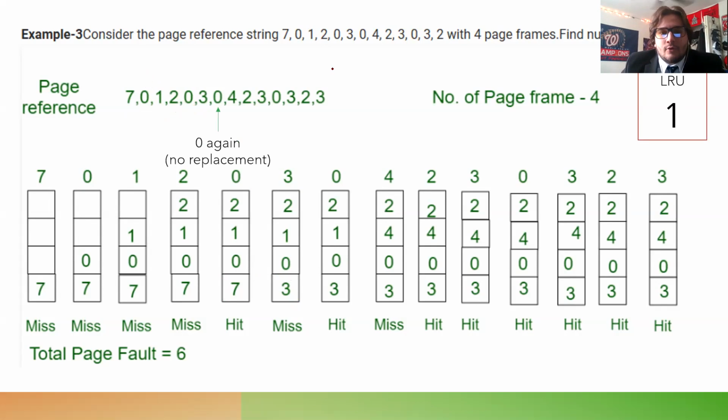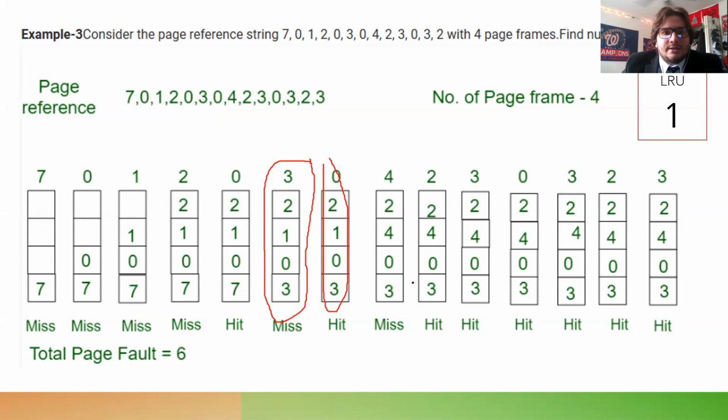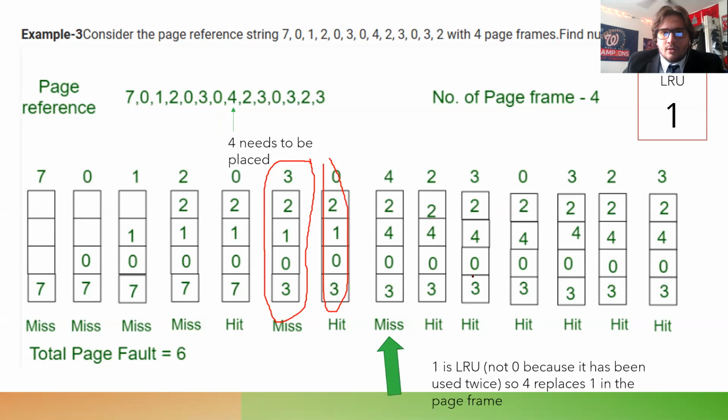And it's a 0 again. No replacement. So it all stays the same. As you can see, this page frame is the same as this. Next is the 4, and 4 needs to be placed in. So what we do now is we use 1 as our least recently used, and we replace the 1 with the 4. So the 4 goes right in the place of where the 1 is, and then now we have to update our least recently used. So we know 0 is not least recently used, we know 3 is not least recently used, so 2. 2 now becomes our least recently used.